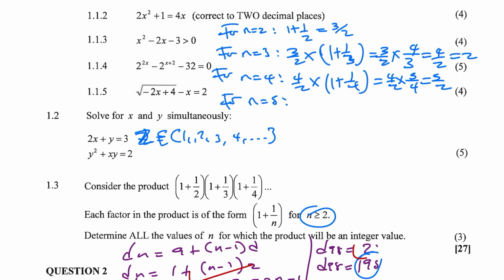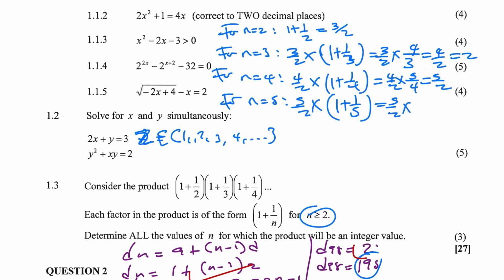Let me do one last one, just to get a pattern. We're trying to figure out a pattern here: what is the value of n when you get an integer? I've already found the first integer, which is 2. I guess this might be an integer as well, because this is an odd number, this is an even number, maybe an odd number. Let's see. So you get 5 over 2 times the next value, 1 plus 1 over 5. Remember, it's been 2, 3, 4, so the fifth value is going to be 1 plus 1 over 5.